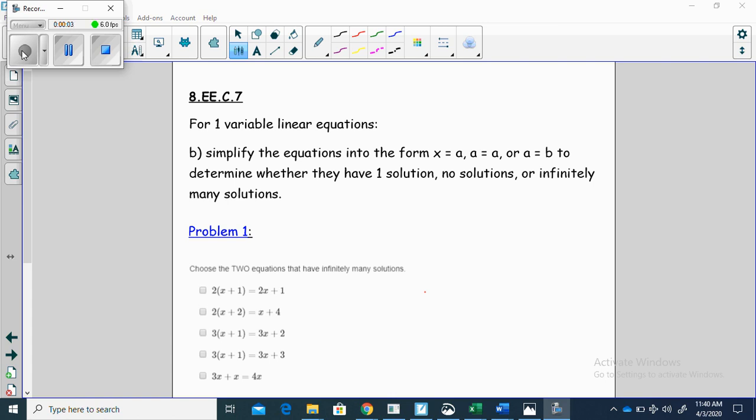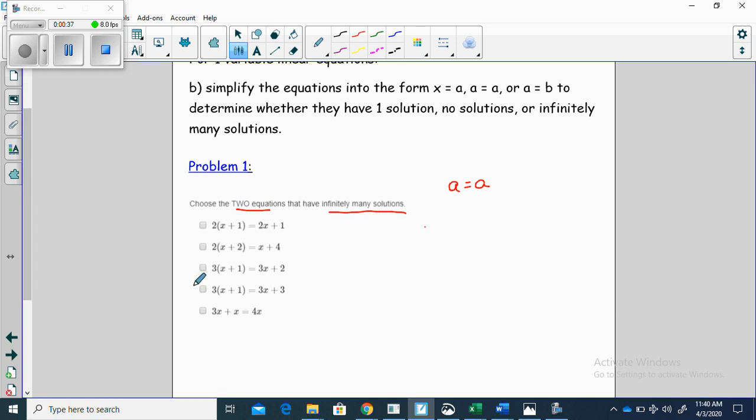This is problem 1 for 8 EEC7, where we're working with simplifying one variable linear equations into the form x equals A, A equals A, or A equals B to determine if they have one solution, no solutions, or infinitely many solutions. On this particular problem, it asks us to choose the two equations that have infinitely many solutions. We know if it has infinitely many solutions, you get to the very bottom and it's going to say A is equal to A. What's on the left-hand side of the equation is going to be exactly like what's on the right-hand side. So let's look at these.